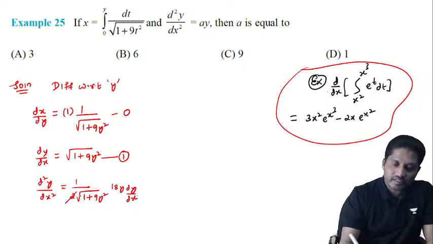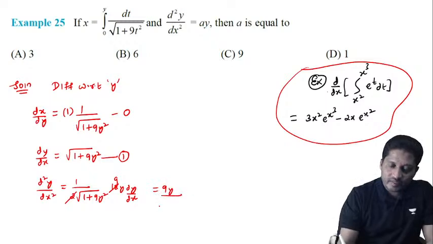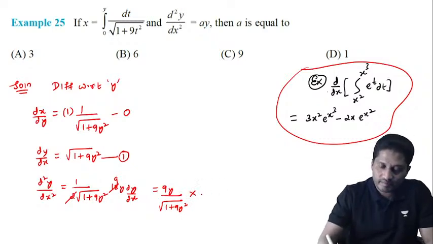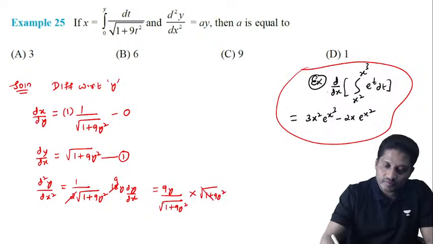This fellow will cancel with this 9 times. You will get 9y divided by root of 1 plus 9y square, into dy by dx. From equation 1, dy by dx is root of 1 plus 9y square. This will cancel. I am using equation 1 and I am substituting the value of dy by dx.